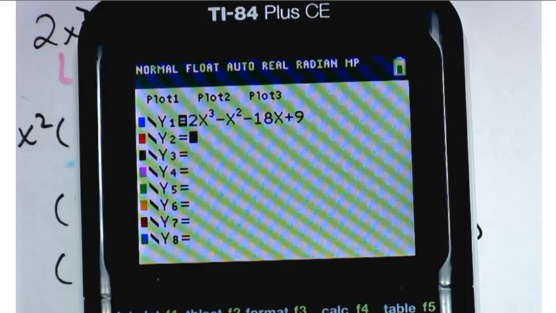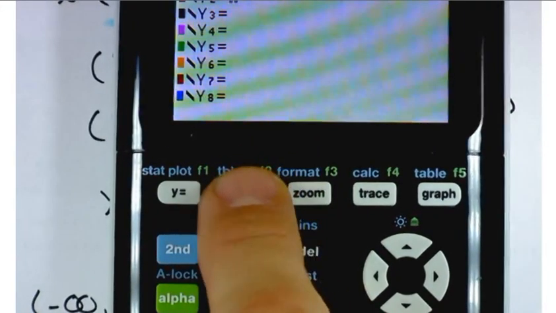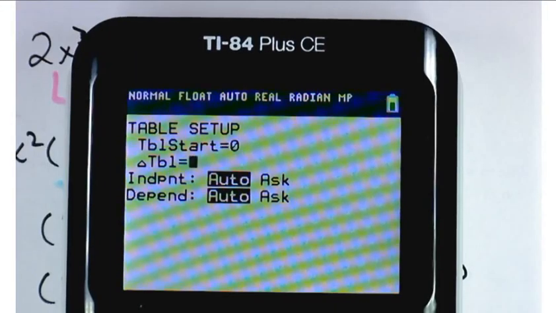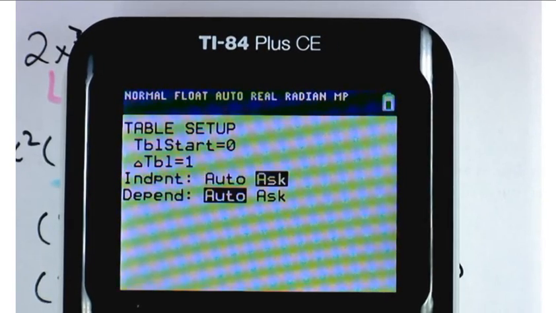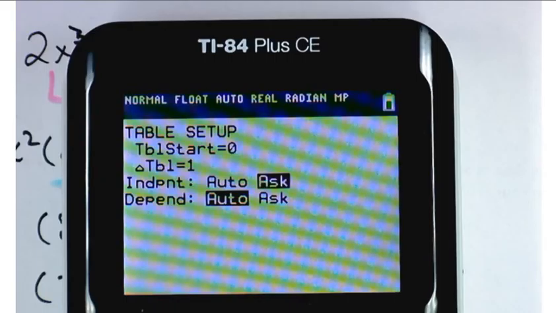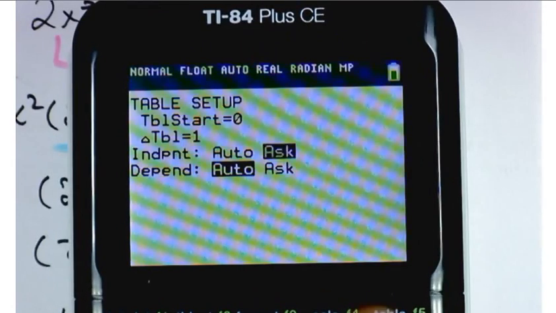Hopefully you haven't changed the settings on your calculator. You should still have your table set to ask for independent. You can check that by hitting the second key and then the window key to do table set. Make sure that it's set to ask. So go over here with the cursor, press enter on ask, and then you can do a table and fill in the exact values of x that you'd like.